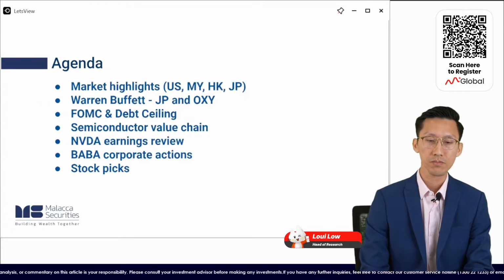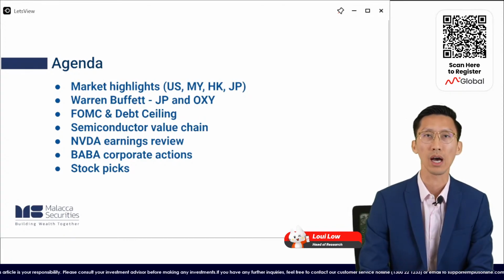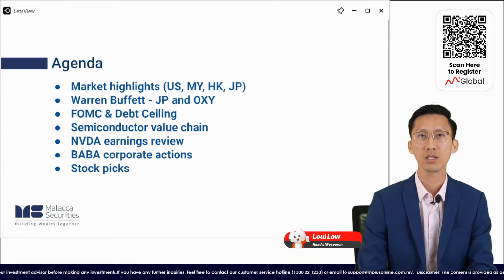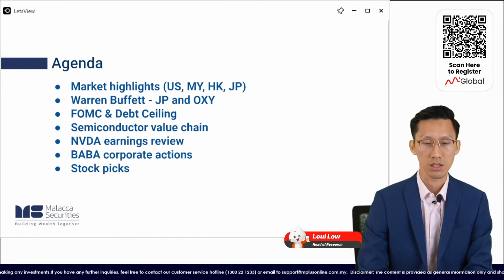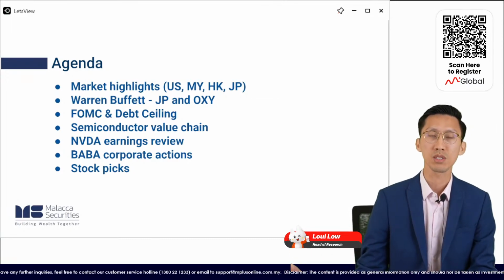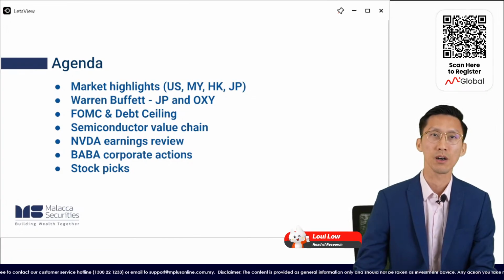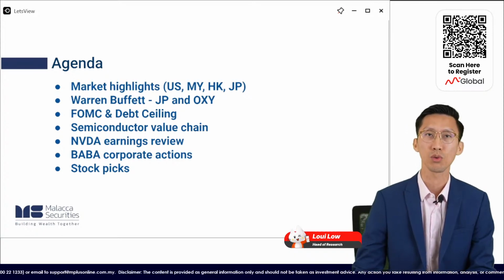So the agenda for today is to talk about some market highlights. First of all, we need to understand what sort of performance we're having in the market right now, for instance in the US, in Hong Kong, in Malaysia. Those are the areas where we can understand what sort of movements and sentiments are there. And secondly, we'll talk about Japan movements. We can see that the Japan market has been moving higher over the past few weeks.